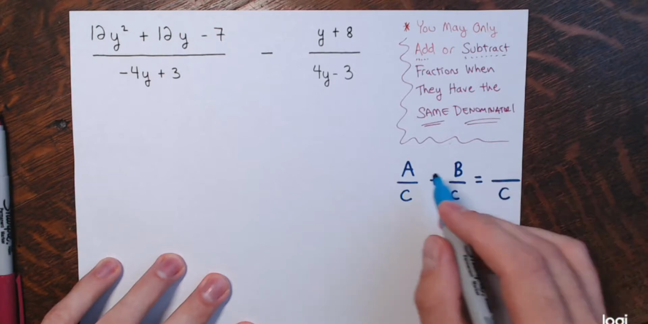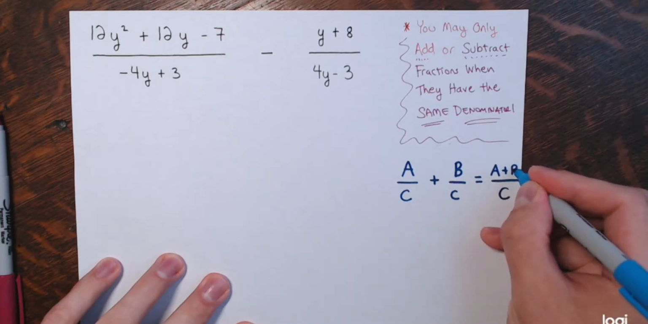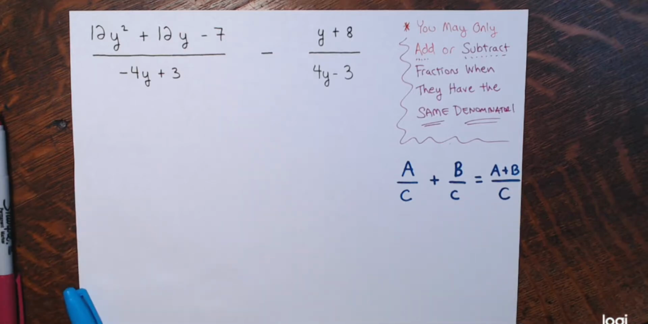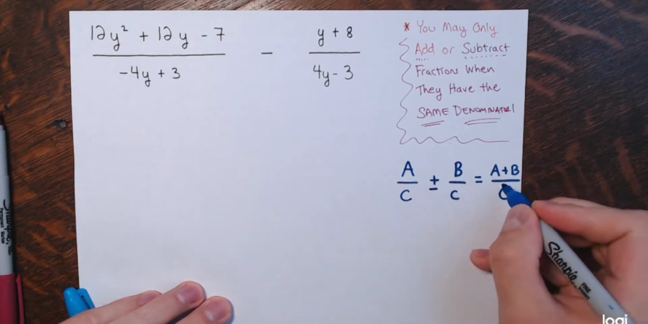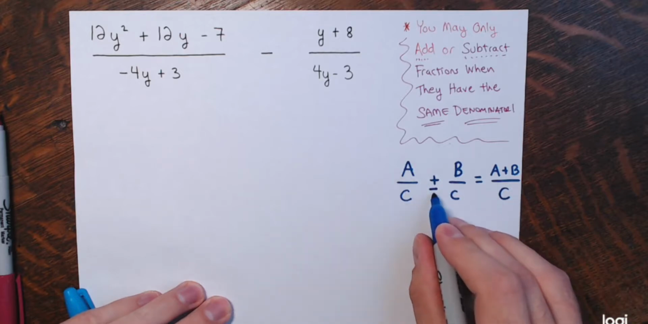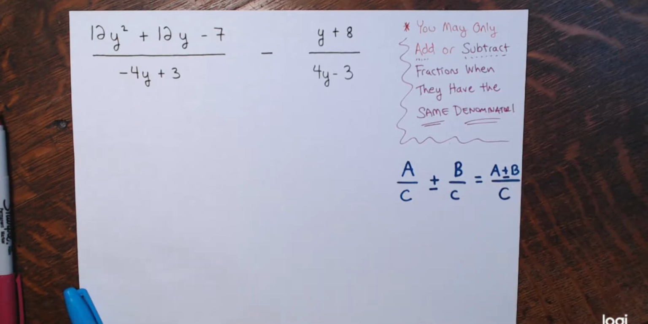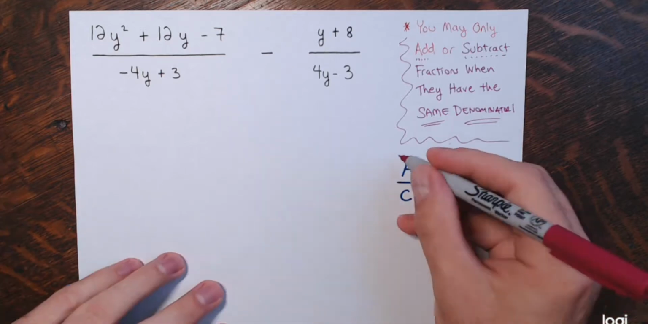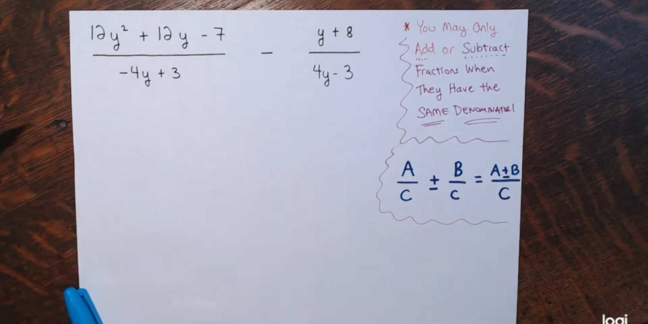All you do is add the numerators to make the numerator of the sum. And the same thing goes for minus. If it was a over c minus b over c, that common denominator would be the denominator of the difference, and you would just take the first numerator minus the second numerator, so a minus b for the numerator of the difference. So keep that rule in mind, but they must have the same denominator.